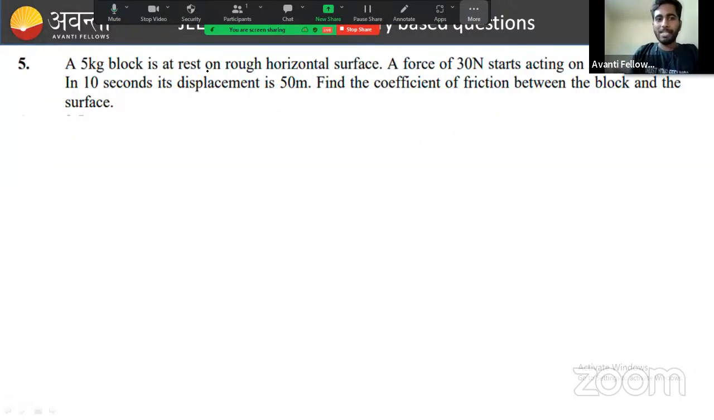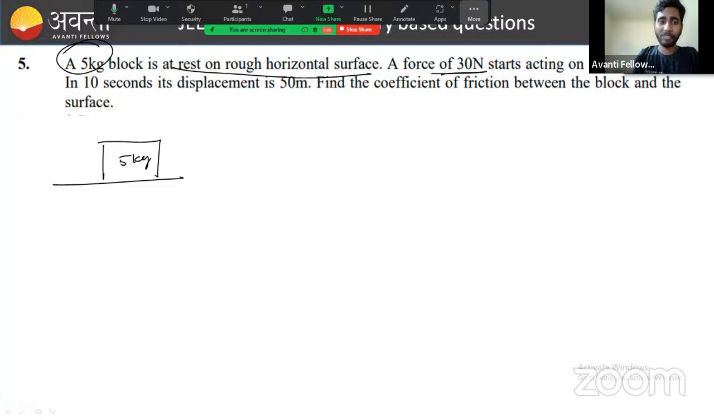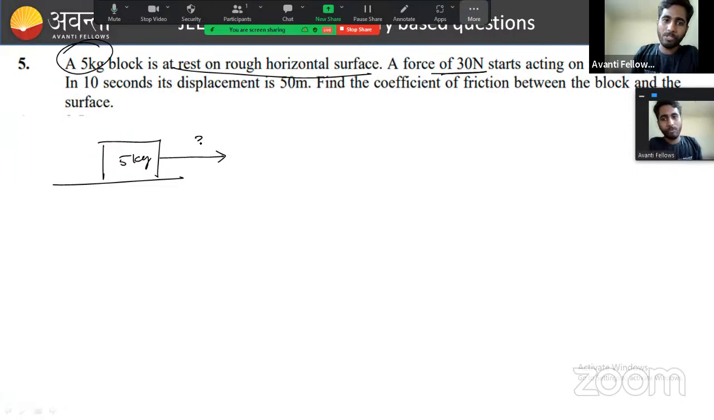A 5 kg block is at rest on a horizontal surface. 5 kg block. Try to draw the figures, it is helpful for understanding the question. A force of 30 Newton starts acting on it horizontally. That means on this block, a force of 30 Newton starts acting. How long is it acting? 10 seconds. So force is equal to 30 Newton, time is equal to 10 seconds.